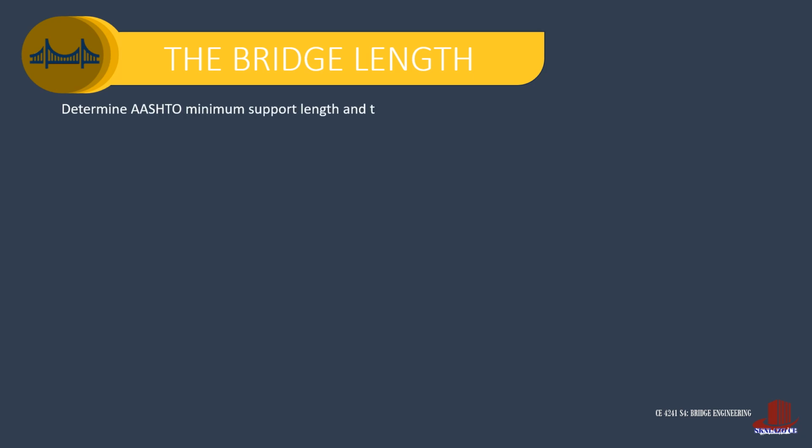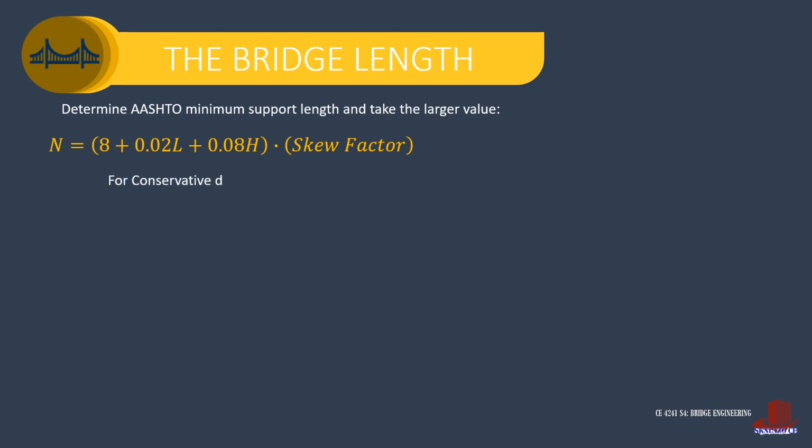The geometry of the bridge starts with the bridge length. There are two approaches to use where the greater value will be adopted. Before starting, be reminded that the first equation is in English units, so do the necessary conversions. The first equation uses the skew factor. L is the bridge span, and H is the height of the columns. And taking the conservative approach, we use L upon 12.